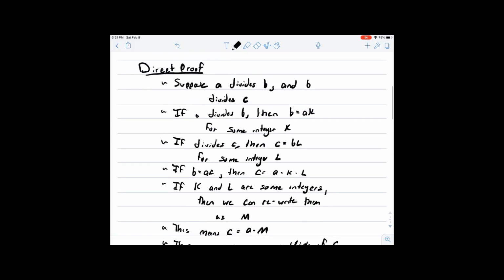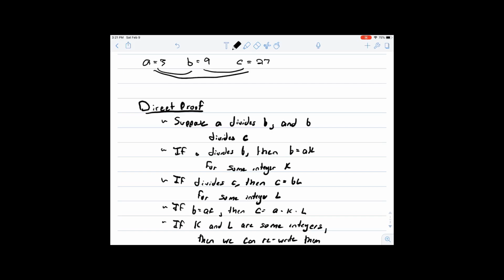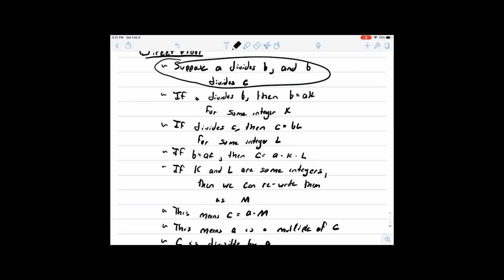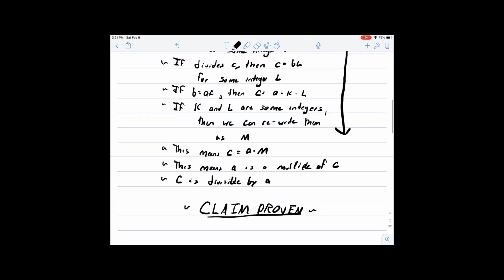So remember, direct proofs start with an assumption. And this assumption does not include what we're actually trying to prove. We then go through some straightforward steps, with each step following direct logic from the previous steps. And finally, we prove our claim. Once you nail down these steps for direct proofs, they actually become fun little puzzles to solve.